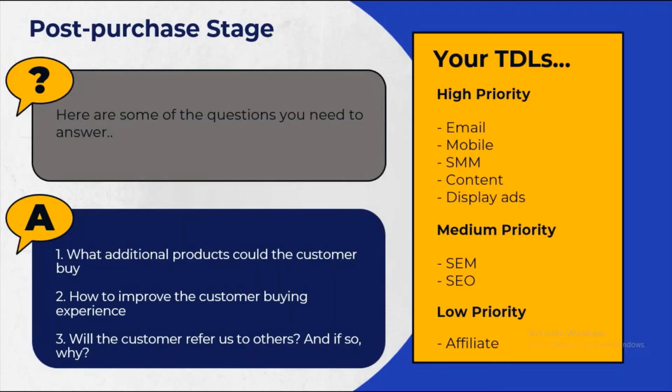Some questions again that you need to ask yourself and answer. What additional products could the customer buy? This is what we call upselling. In digital marketing, what other products can people buy from you? How to improve the customer buying experience? Will the customer refer us to others, and if so, why will they refer us? Now, the first one, what additional products could the customer buy?